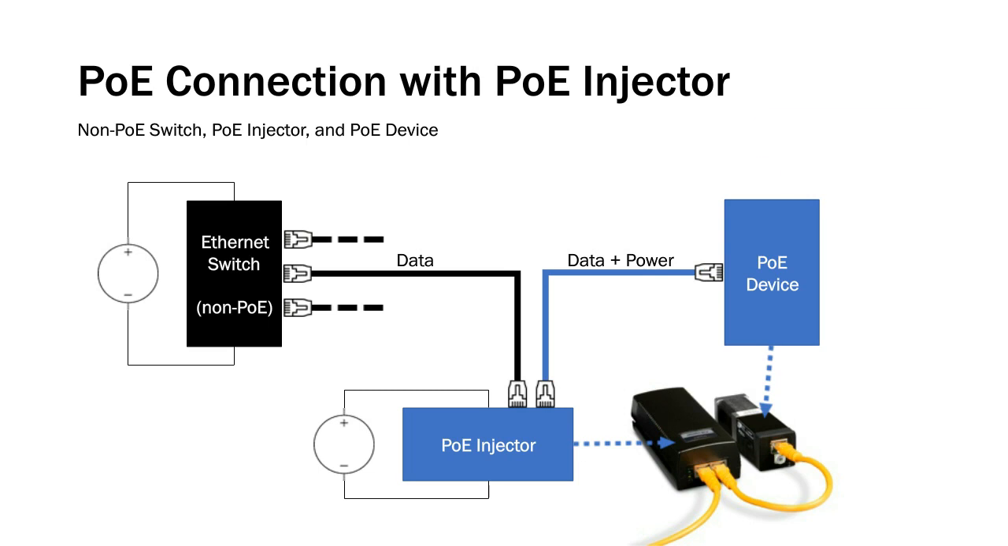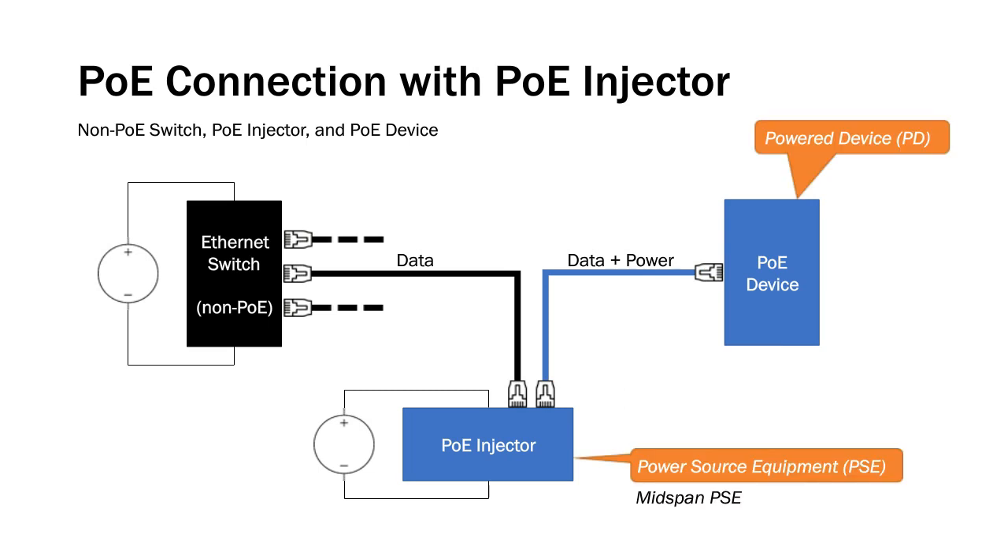In terms of IEEE terminology, the main difference here is that the injector is now the PSE, the power source equipment, and because it's in the middle of the data connection, it's what's called a mid-span PSE. And then the powered device is, of course, still the powered device. So that gives you, hopefully, a broad view of PoE and what it is we're talking about today.